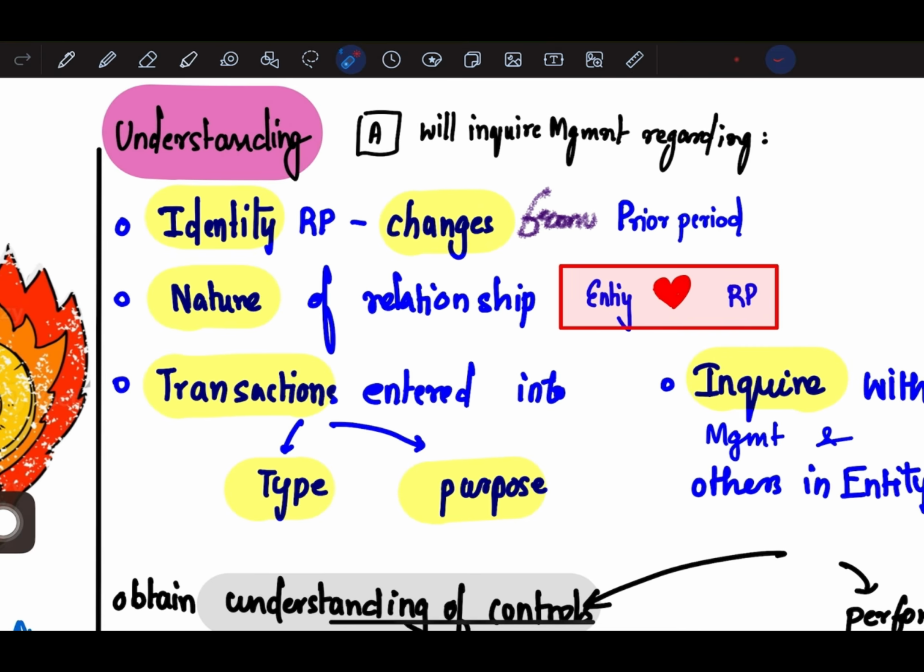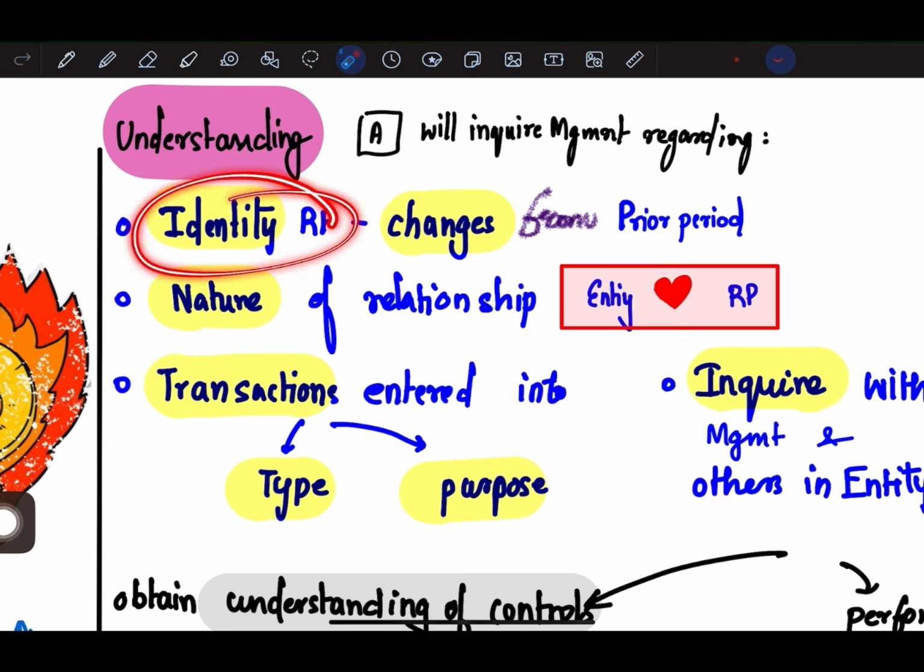Next, understanding. Basically, the auditor will understand the entity's related party relationships and transactions. In order to obtain that understanding, the auditor will inquire of the management regarding these aspects. First and foremost, he will check the identity of the related parties. Is it changing from the prior period? If in the prior period a particular party is a related party, is it still a related party in this period or are there any changes? The auditor will inquire of management whether the identity of the related party is changing from the prior period or not. Second, what is the nature of the relationship between the entity and the related party? The next inquiry will be this.